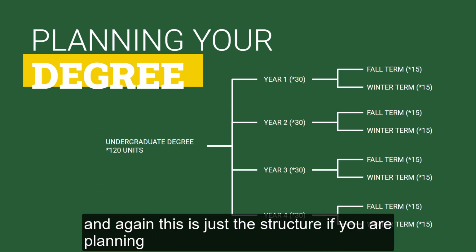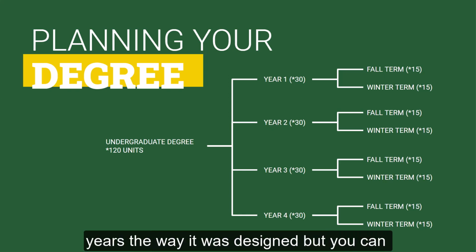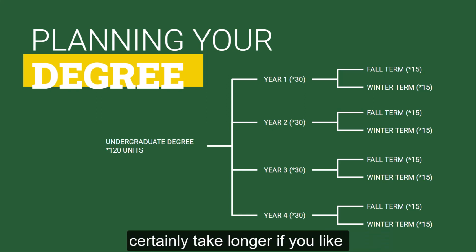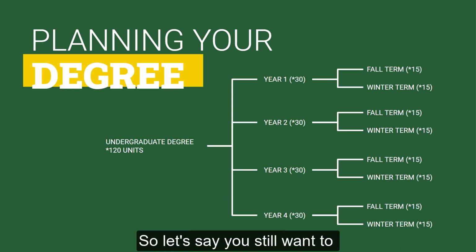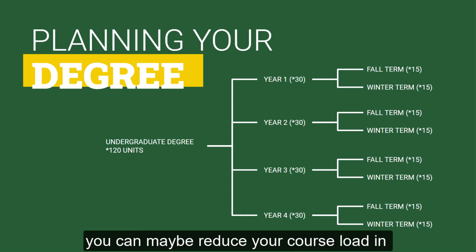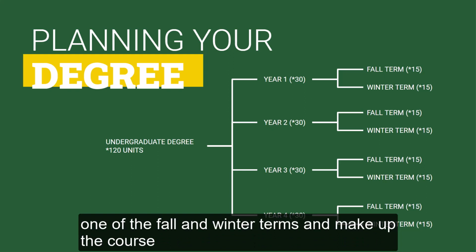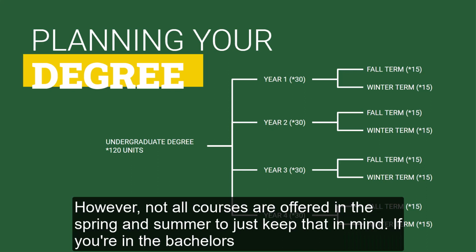And again, this is just the structure if you are planning to graduate in 4 years the way it was designed, but you can certainly take longer if you'd like, if you take a lighter course load. You'll notice that spring and summer terms are not on here, and that is because they are optional. So let's say you still want to be on track for graduating in 4 years. You can maybe reduce your course load in one of the fall or winter terms and make up the course in the spring or summer. However, not all courses are offered in the spring and summer, so just keep that in mind.